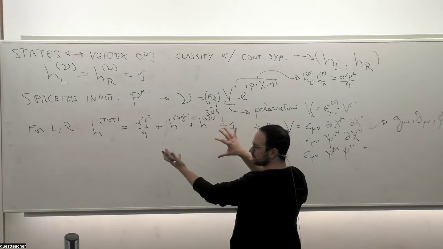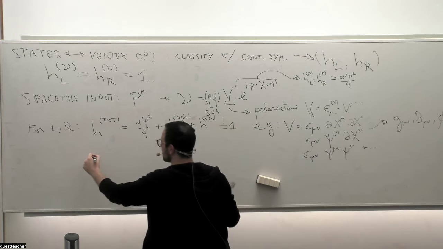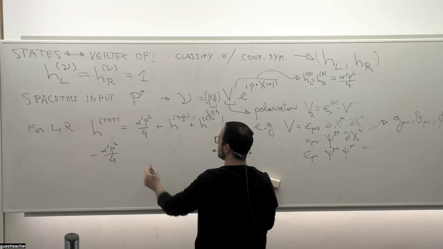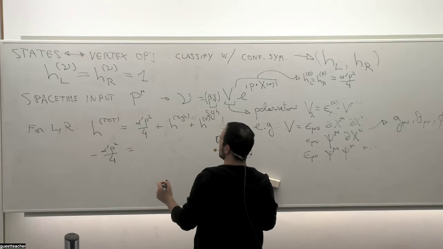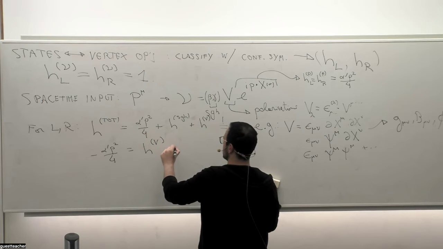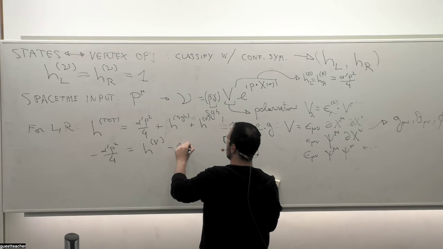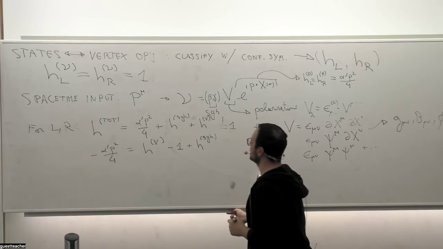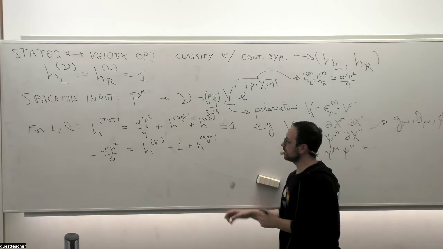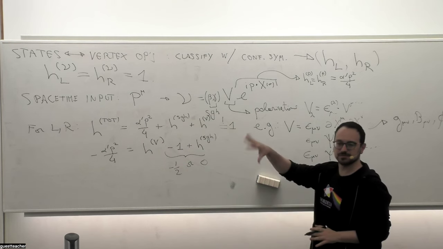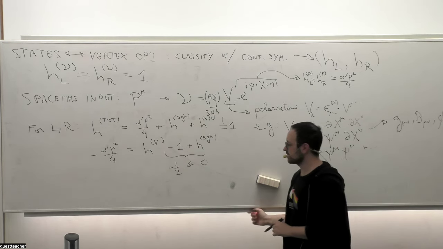So what I want to do is to flip this around and say that minus alpha prime p squared over 4 is hv minus 1 plus this h, right? Why is that? So now I can tell you that this thing will be either minus 1/2 or 0, after I include the various subtleties I didn't discuss.